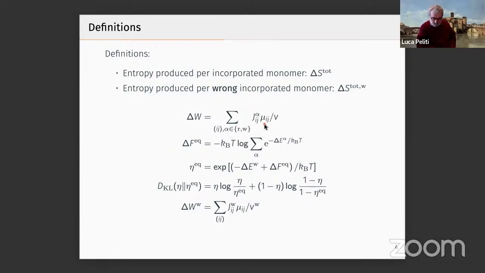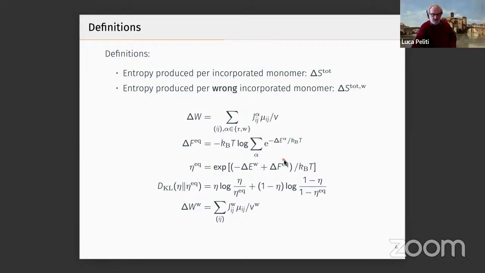Well, essentially the source of energy is the chemical potential. So the work will be given by the chemical potential times the total number of successful incorporations that we're going to have. And this is given by the rate, the current from free to incorporated monomer, divided by the elongation speed. This is just counting the number for one incorporation.